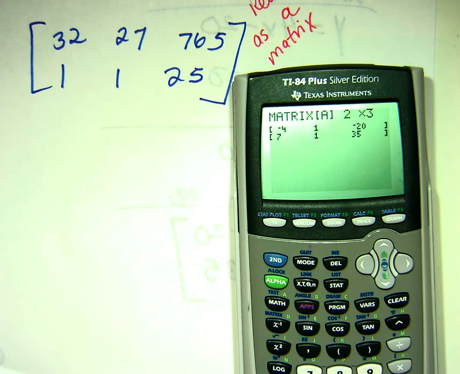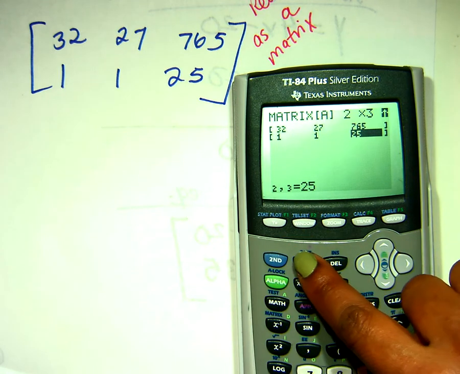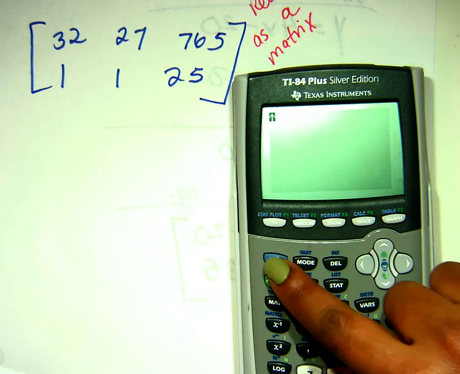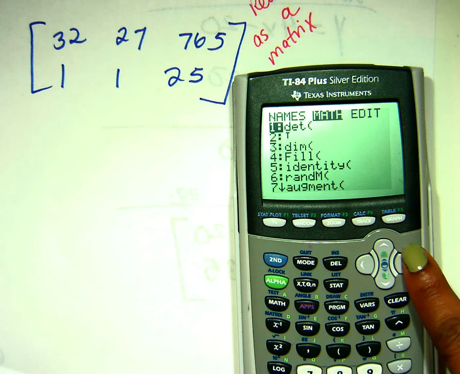Hit enter. We know that it is a 2 by 3 because we have 2 rows and 3 columns. So 2 enter, 3 enter. Now we're going to input our numbers: 32, 27, 765, then 1, 1, and 25. Second quit. Second matrix. Use your right arrow key, go to math.